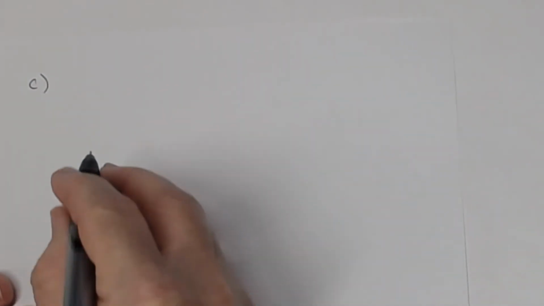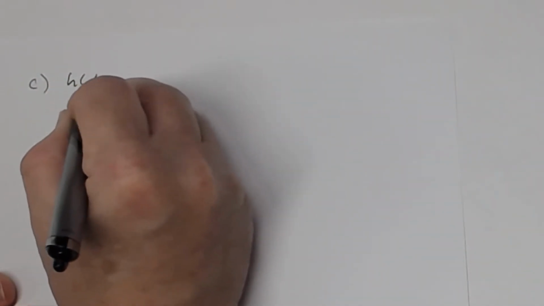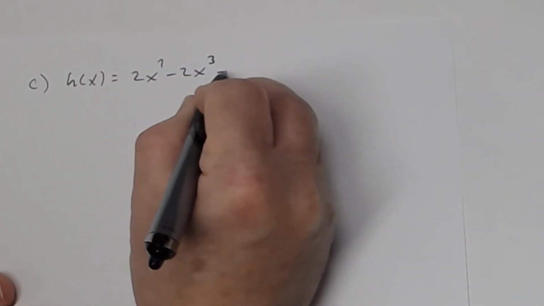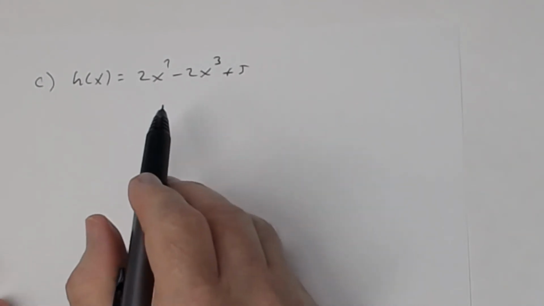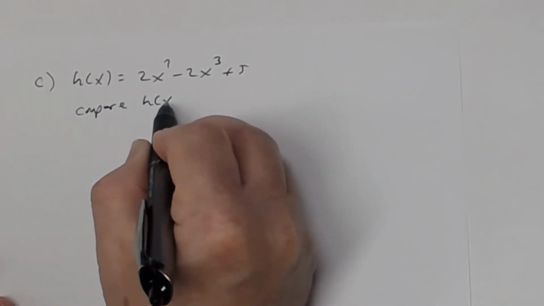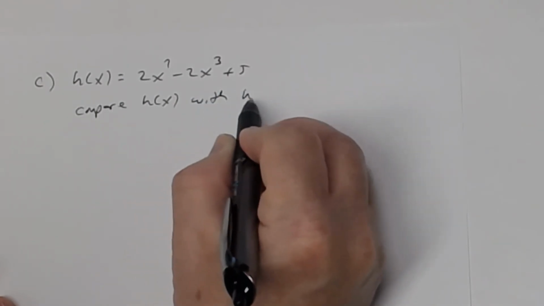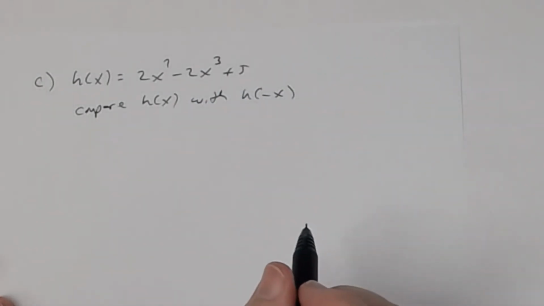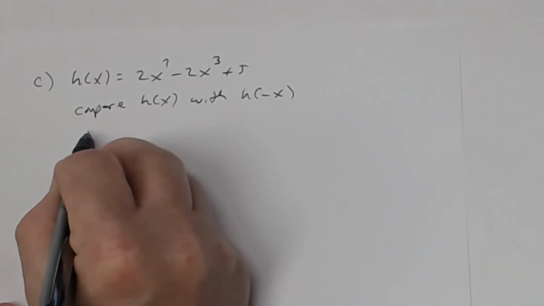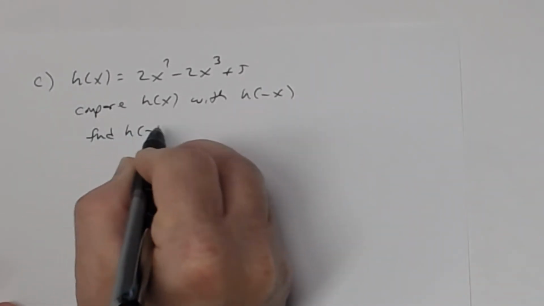So in part c, we have h of x is equal to 2x to the 7th minus 2x cubed plus 5. Again, you're going to compare h of x with h of negative x. Remember, you have to do this algebraically. So let's find h of negative x.